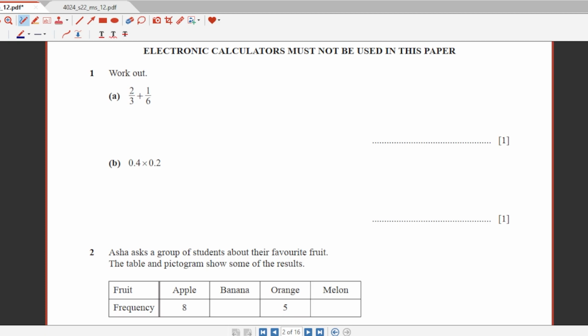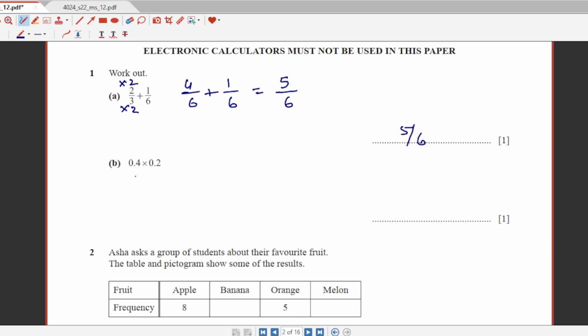Question number 1. Work out 2 upon 3 plus 1 upon 6. This is simple fractions, addition of fractions. Denominators must be equal for addition, and the denominator of the first fraction is 3 and the denominator of the second fraction is 6. We make the denominator equal by multiplying numerator and denominator by 2. This fraction will become 4 over 6 plus 1 over 6. The final answer: 4 plus 1 is 5. 5 over 6 should be the final answer.